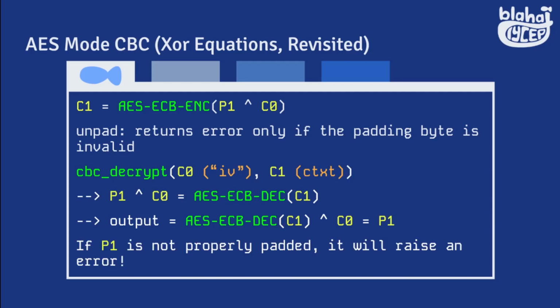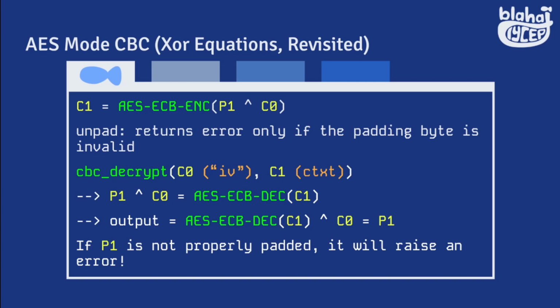Okay, if IV is C0 and C0 is C1, it's going to be the decryption of C1 XOR with the previous value, which will usually return the actual plain text. And if this is not properly padded, let's say it doesn't end with, like, 0, 1, or any number between these, then there will be an error.